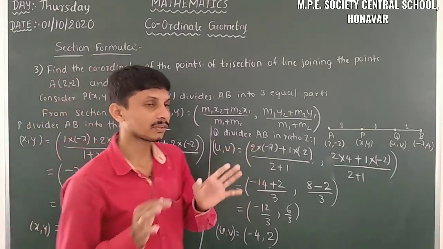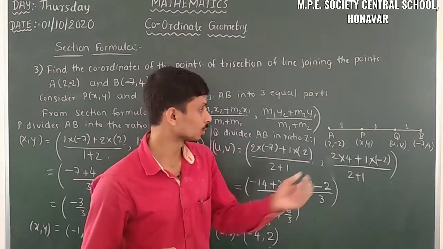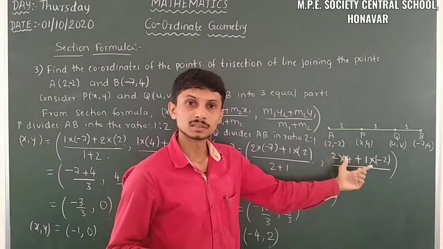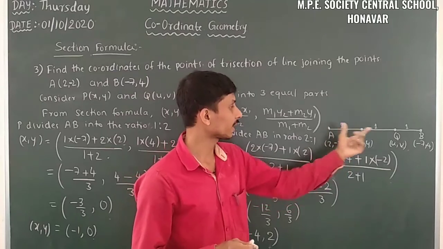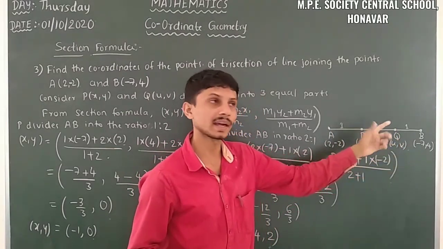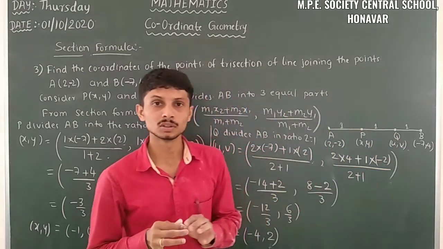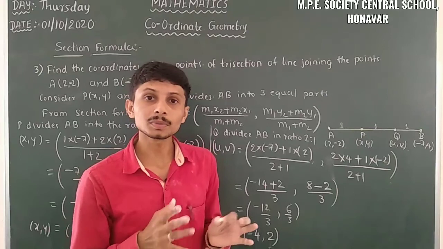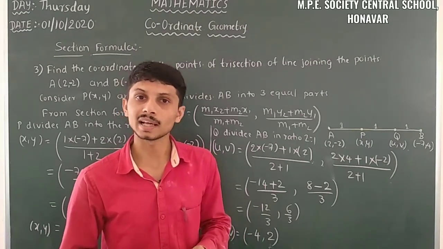So we got the coordinates (x, y) and (u, v) from the section formula. The fact to consider is that one of the points divides the line in the ratio 1:2, and the other point divides the line in the ratio 2:1. When you analyze this case, you can find the answers from the section formula.